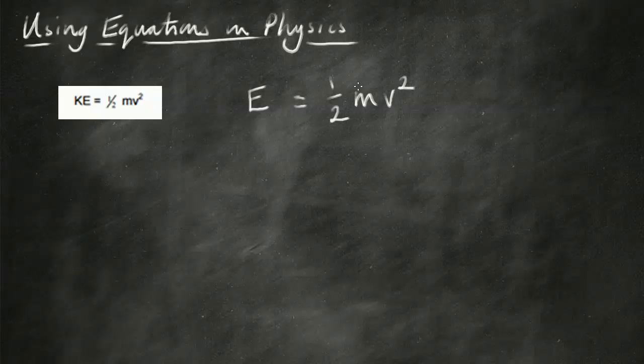Just move the half first. If you times by a half, then the opposite of that, the inverse of that, is divide by a half. And divide by a half is the same as times 2. So what you have on your next line is 2e equals mv squared.